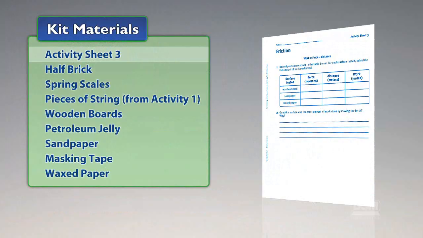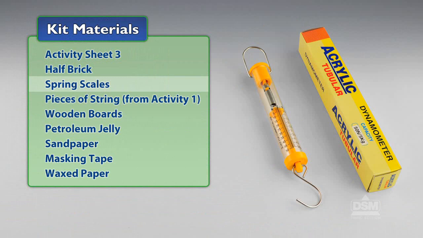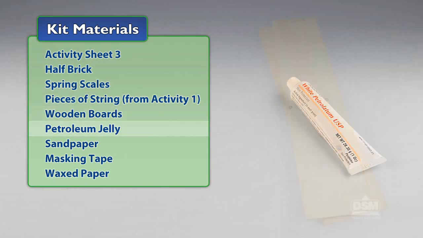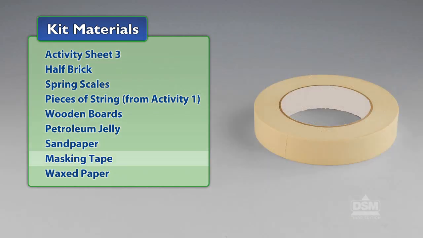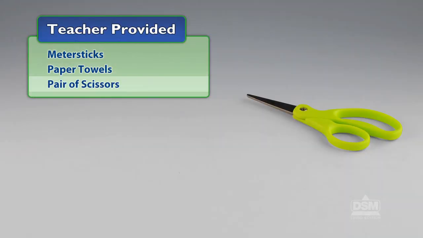You will need the following materials from the kit: Activity Sheet 3, half brick, spring scales, pieces of string from Activity 1, wooden boards, petroleum jelly, sandpaper, masking tape, and wax paper. You will also need to provide meter sticks, paper towels, and a pair of scissors.